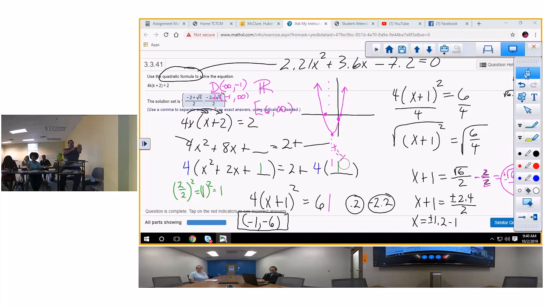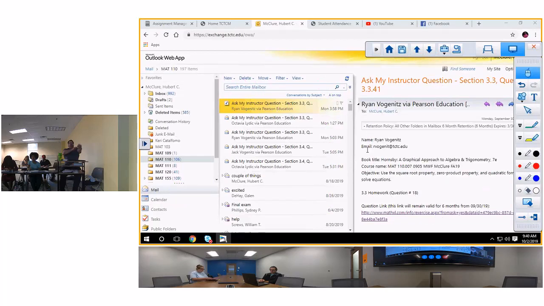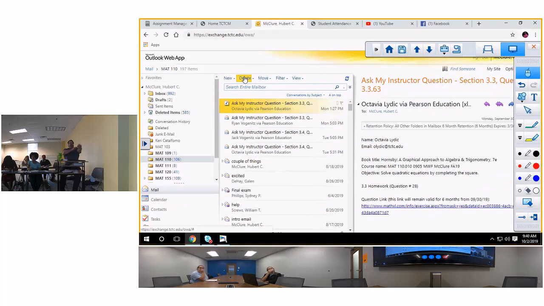And that is a test question, but I don't like it because it tells you to use the quadratic formula. We don't do the quadratic formula in here. Because I guarantee you, y'all could probably sing it. 3.3, number 28.